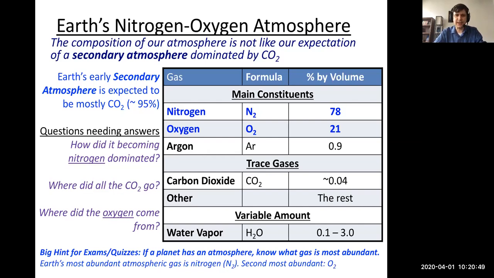So that is what our atmosphere is. What you need to take away from this is that we have a nitrogen-dominated atmosphere, 78%. You should be able to recognize that number. And then the second most abundant gas is oxygen.